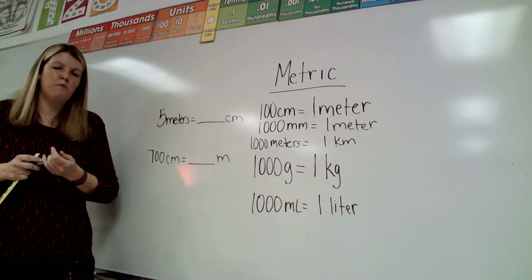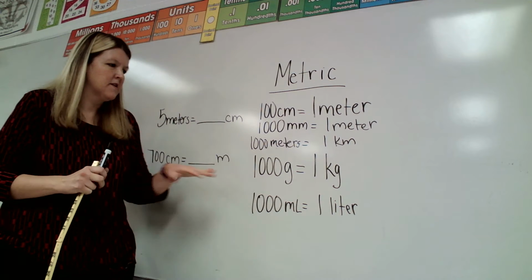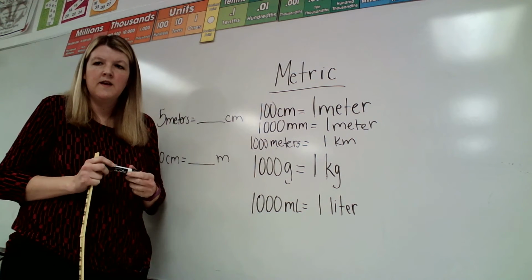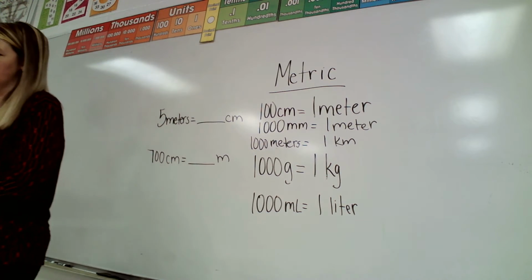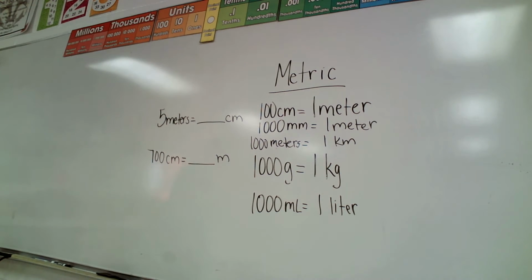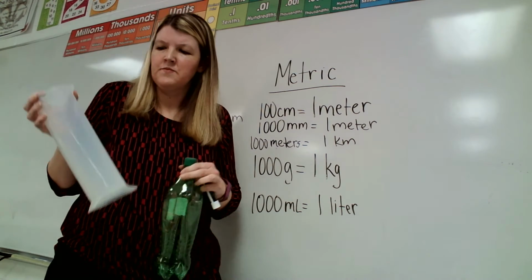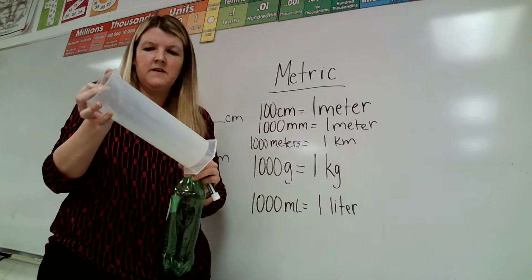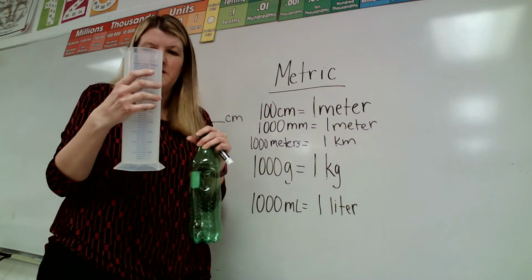And then if we're measuring weight or mass, we use grams in the metric system. So we're just going to look at 1,000 grams equals a kilogram. And then if we're measuring liquid in the measurement system, we use liters. So for liters, it takes 1,000 milliliters to make a liter. So that's what this would be. It takes 1,000 of the little milliliters to make 1 liter.